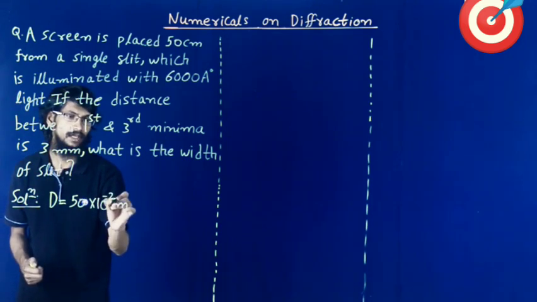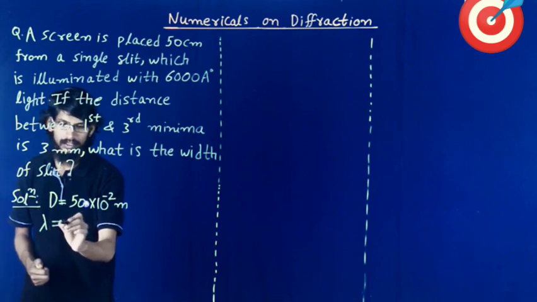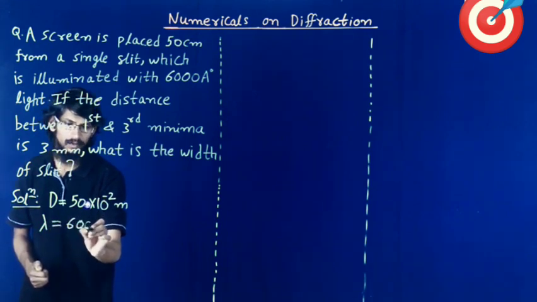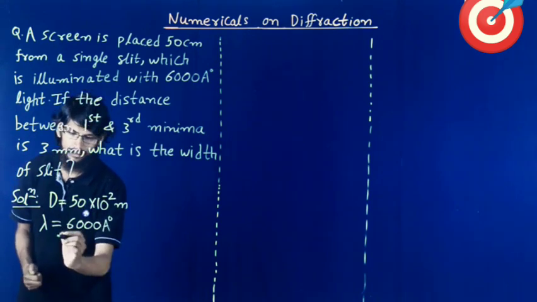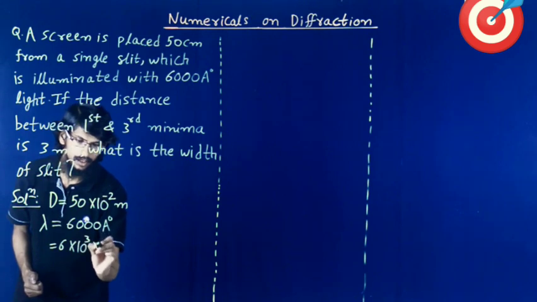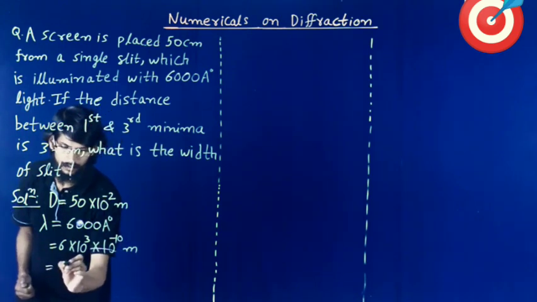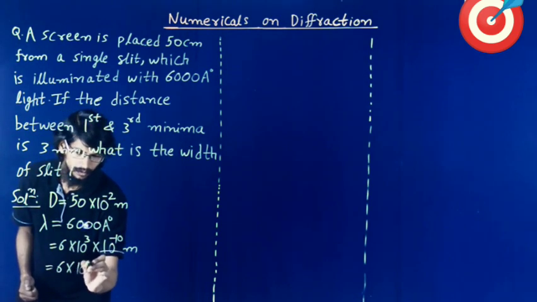You know the conversion, right? Next is wavelength, which is given out to be 6000 Armstrong. 6000 Armstrong can also be written as 6 into 10 raised to power 3 Armstrong, which can be converted into meter by multiplying by 10 raised to power minus 10. So 10 raised to power minus 7 is to come.